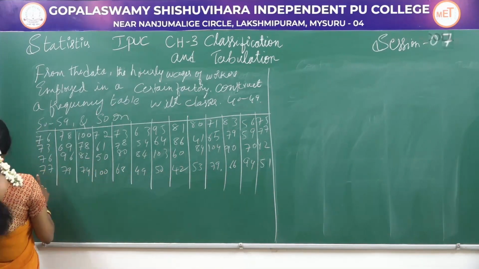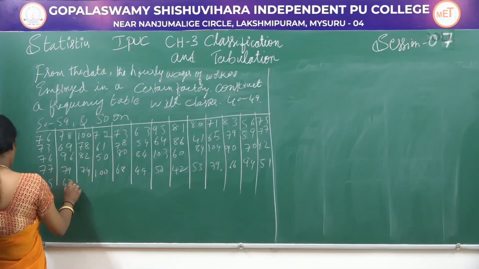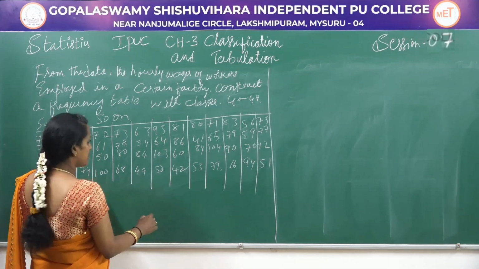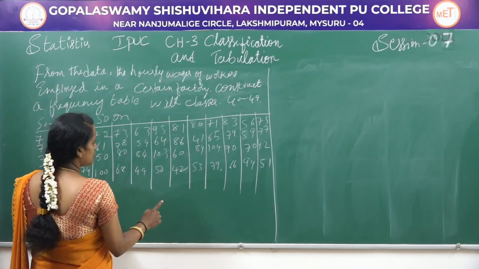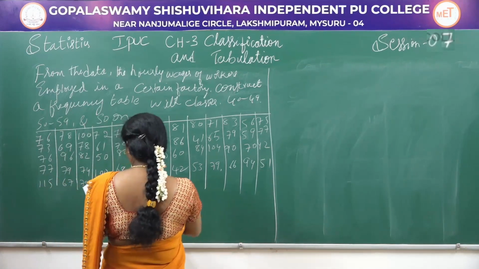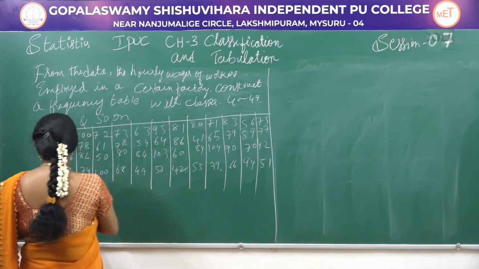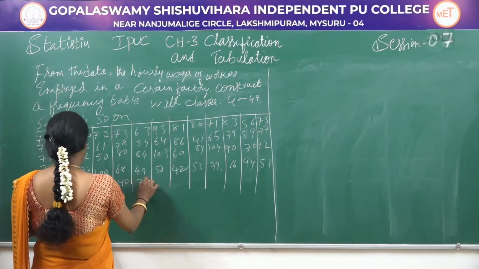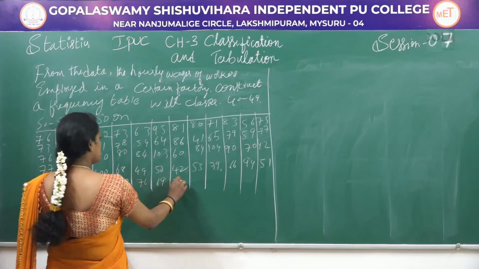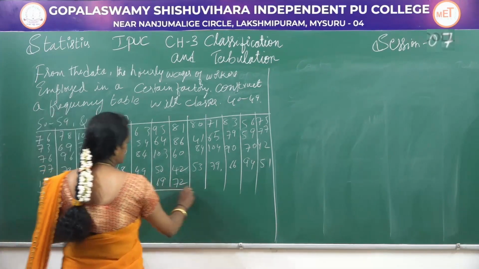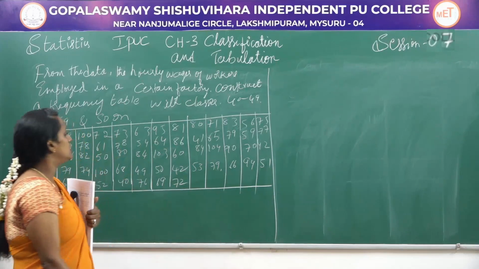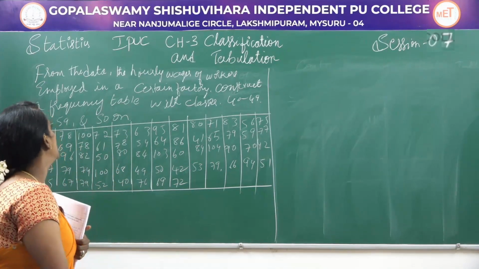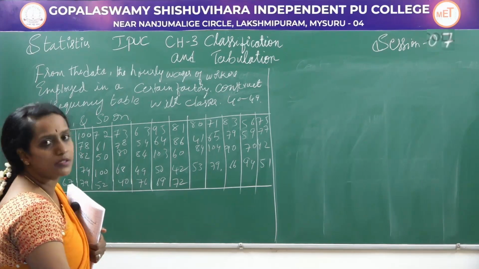Next, after 51, 115, 67, 79, 90, 66, 79, 52, 40, 76, 69, 72. So this is the data we are having. For this data we have to form a continuous frequency distribution table with class intervals.